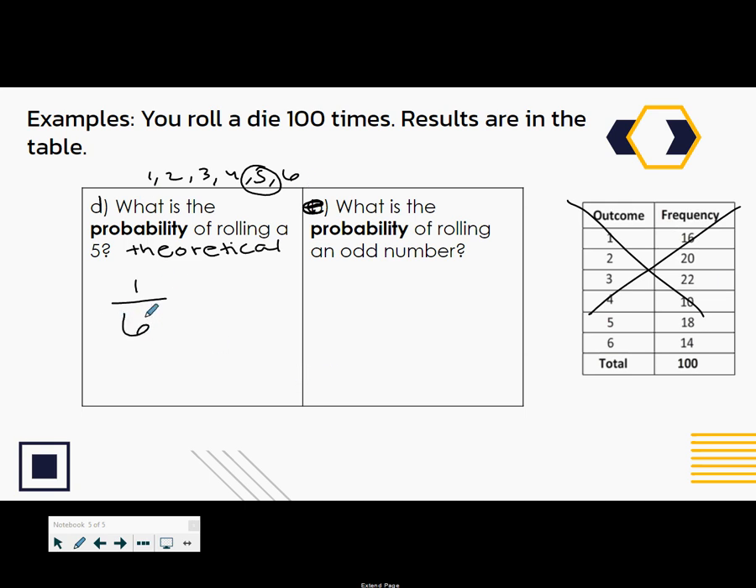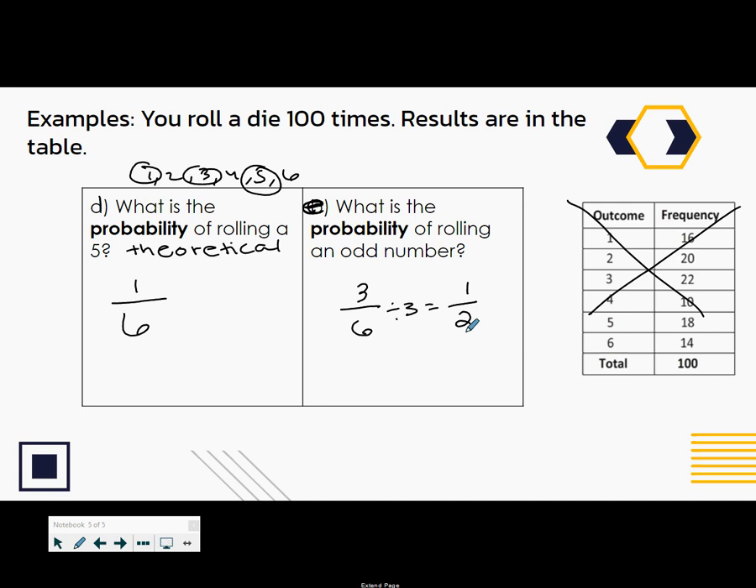So that's the difference between theoretical probability and experimental probability. E says, what is the probability of rolling an odd number? Well, same thing. I'm not going to use my data because it doesn't say experimental probability or based on the data. So there are 3 odd numbers out of 6 outcomes. I can divide that by 3 and we know that that's 1/2.